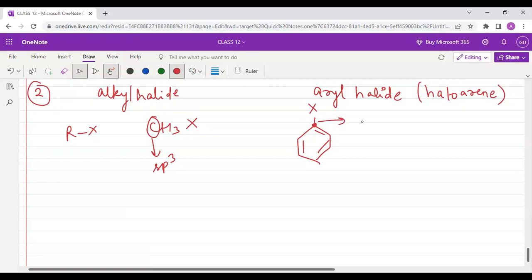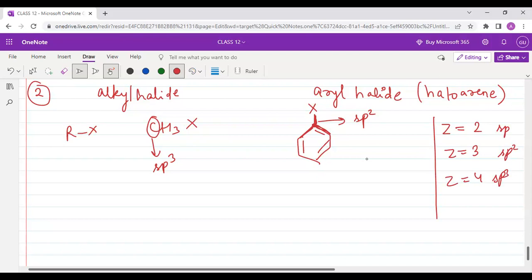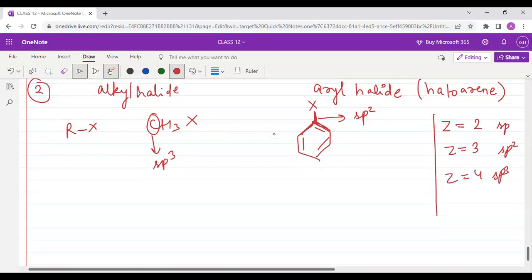It is sp2 because it is forming 3 single bonds: 1, 2, 3. Remember, if Z is equal to 2, it is sp. Z is the hybridization number. If Z is equal to 3, it is sp2, and if Z is equal to 4, it is sp3. If it is forming 3 single bonds, that's why it is sp2. If it is forming 4 single bonds, it is sp3. So remember that in alkyl halide, the carbon is sp3 hybridized, whereas in aryl halide, it is sp2 hybridized.